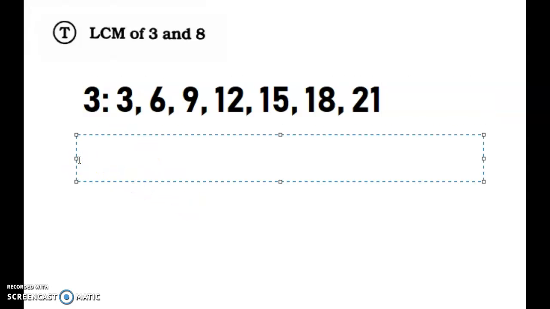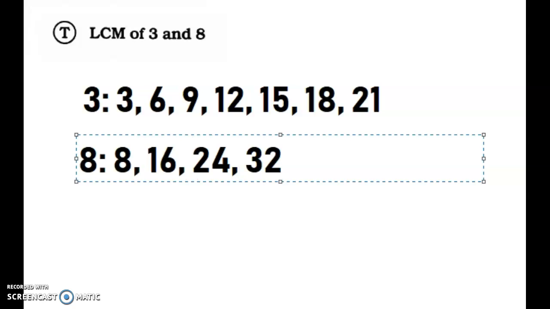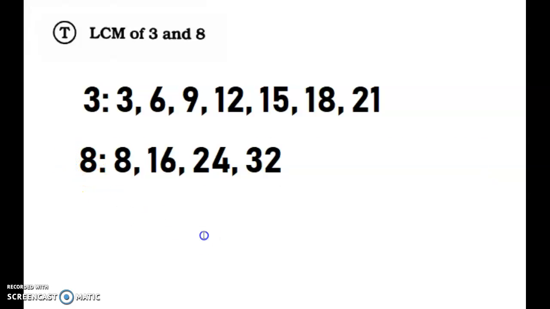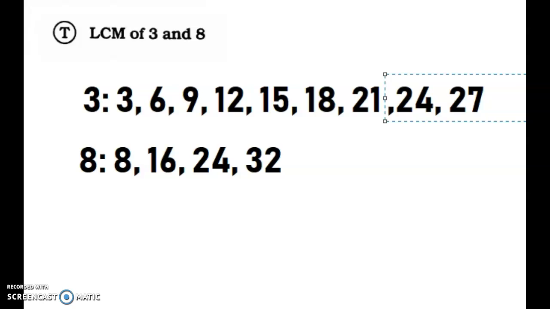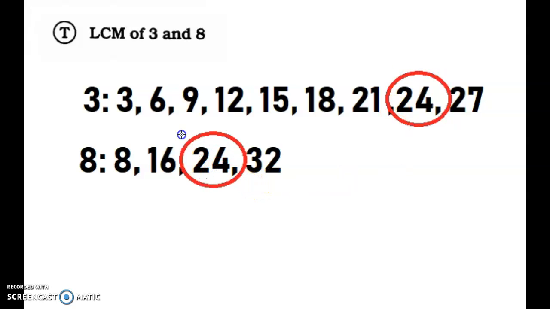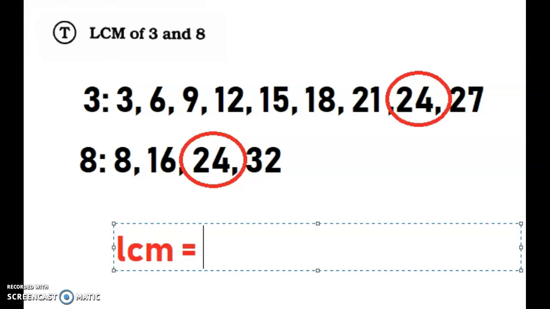Let's see what we do with 8. So 8, our first multiples are 8, 16, 24, 32. I don't see anything that's the same. So let's keep going with my 3s. 21, 24, 27. Wait a minute. I just hit one, right? So I have 24 in this column and 24 in this column. So my LCM is going to be 24.